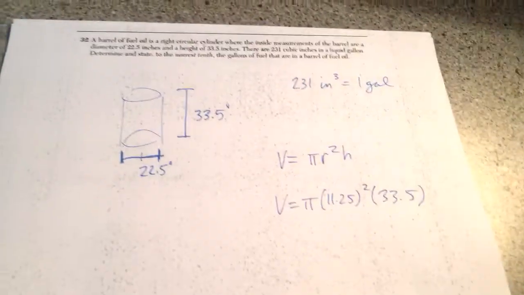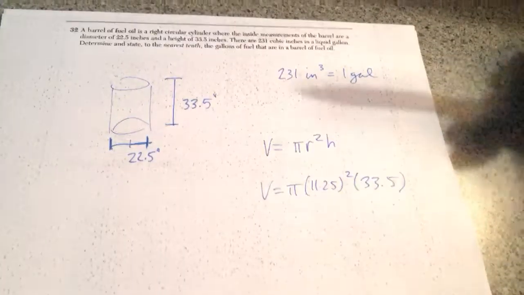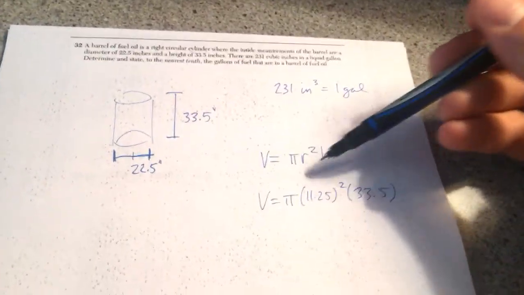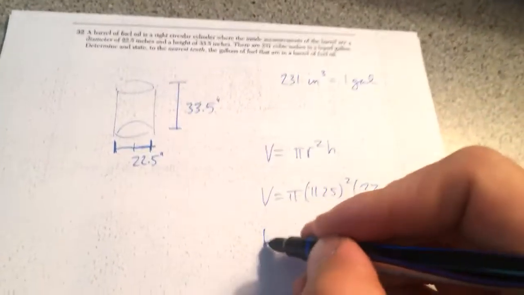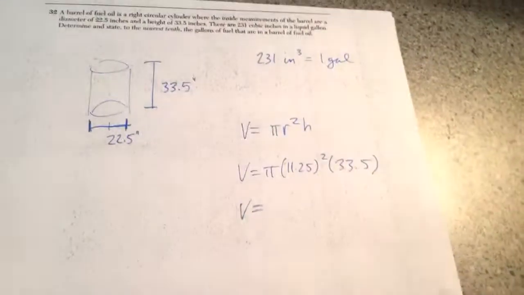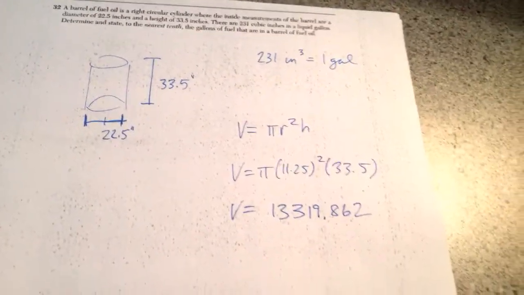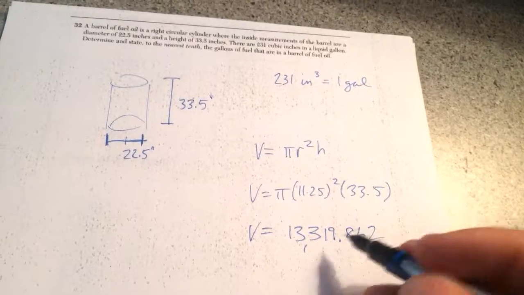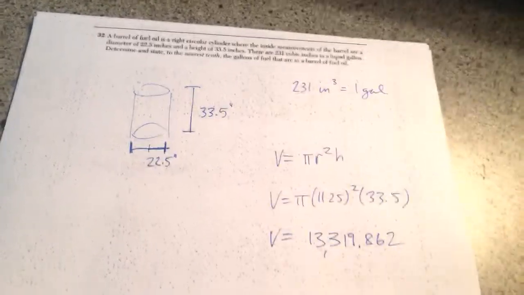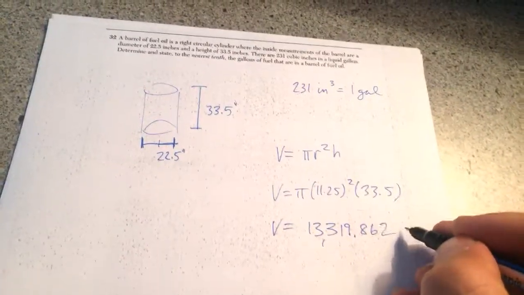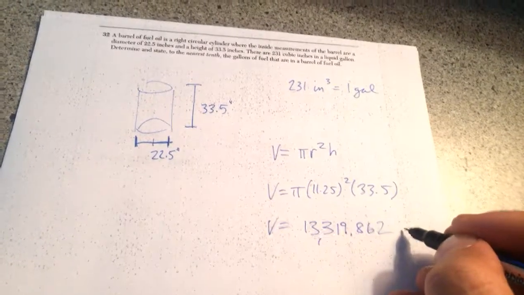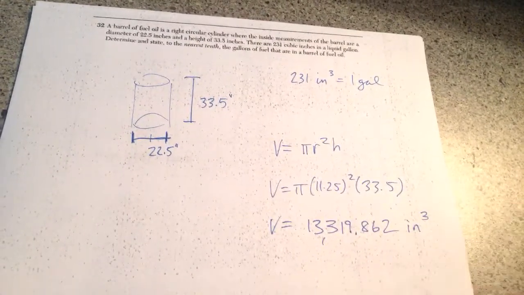It seems like our Regents exams are going to do that to you a lot, where they give you the diameter, but they require you to plug it in as the radius. So I'm going to simplify all of this in my calculator. I get 13,319.862. Now, what did I get? I basically got 13,000 whatever cubic inches.